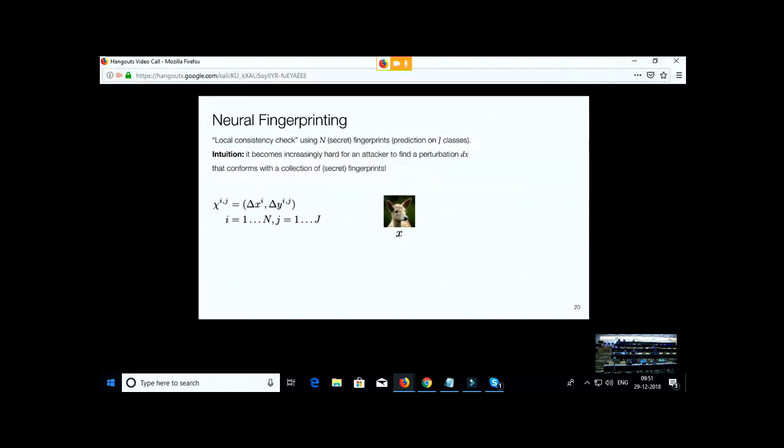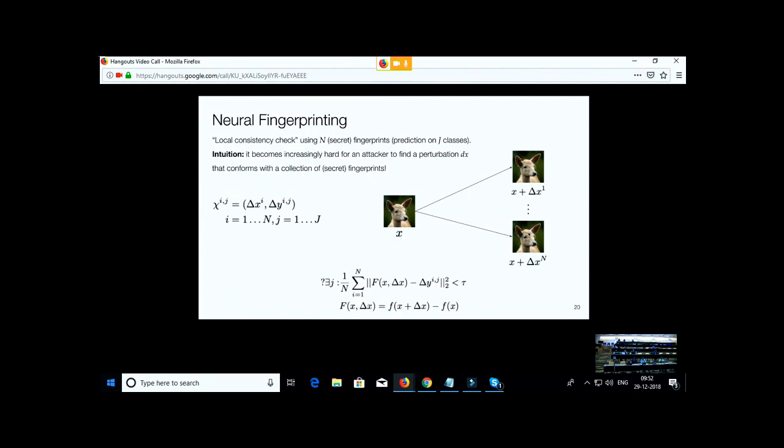The fingerprints can be secret or they can be known. So we'll discuss both cases. But the idea is that conforming to these prescribed fingerprints becomes very, very hard. So I have this image X. I apply my chosen delta Xi's. And then basically what I'm going to compute is the difference of F on X and F on X plus delta X. And I'm going to check whether this difference conforms with any of the delta Y's or collection of delta Y's that I've chosen.